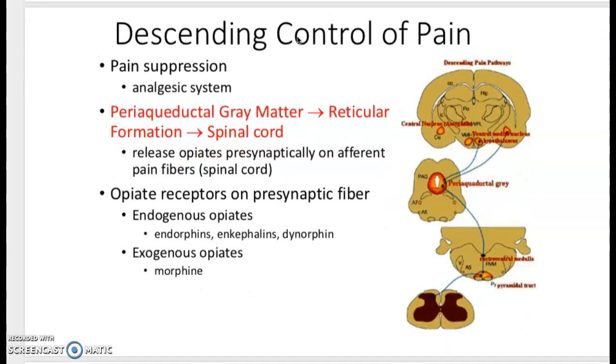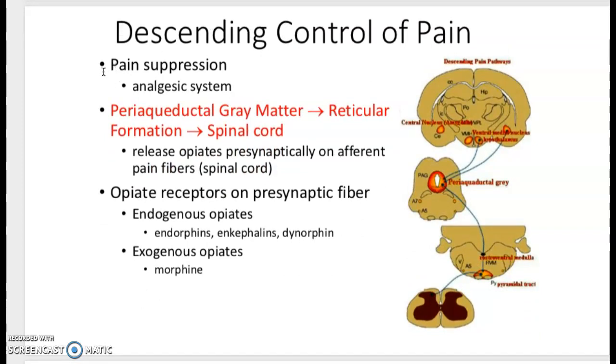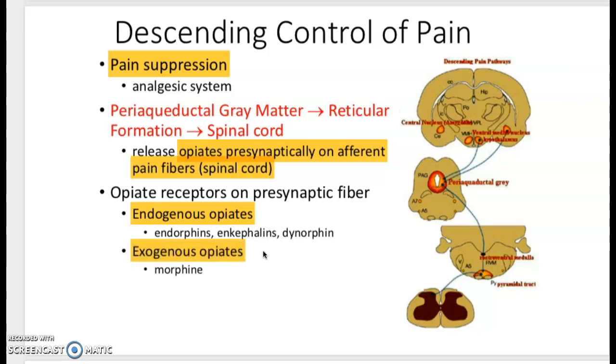Your body's able to control pain. We have our own pain suppression system within our body. We release opiates onto the afferent pain fibers. We're able to create our own opiates, so we call them endogenous. They are created within our body. These control pain. Exogenous opiates are created outside of the body, and they can be administered as a medication to control pain.